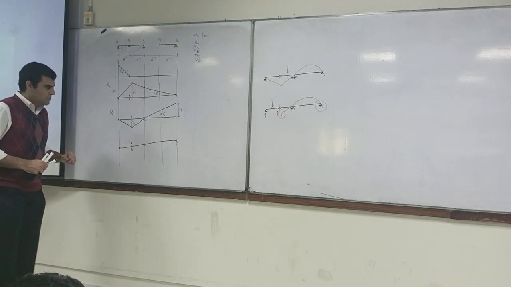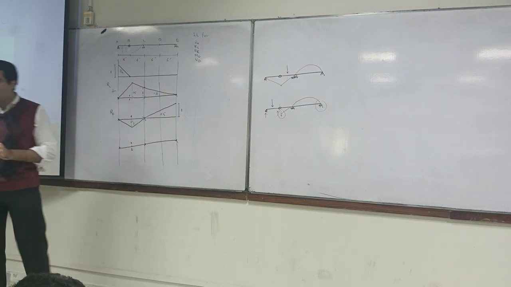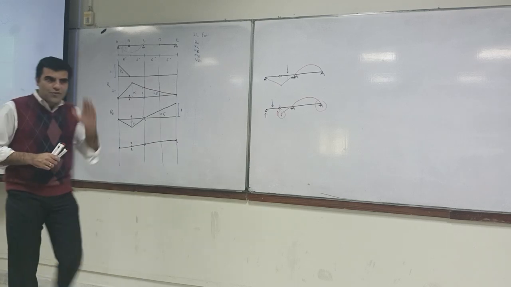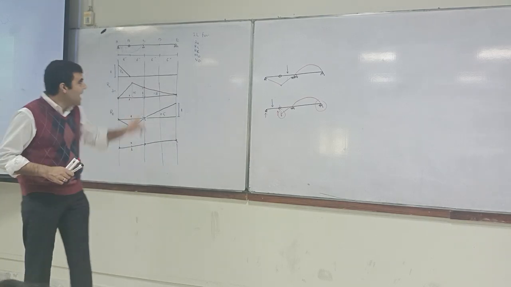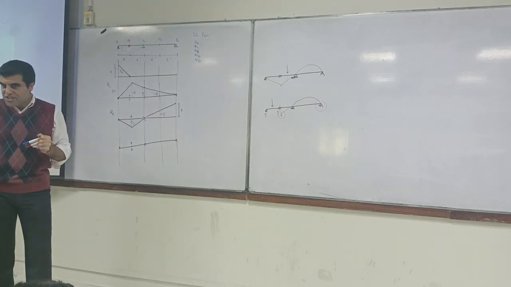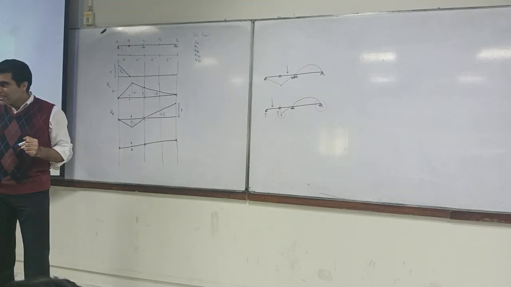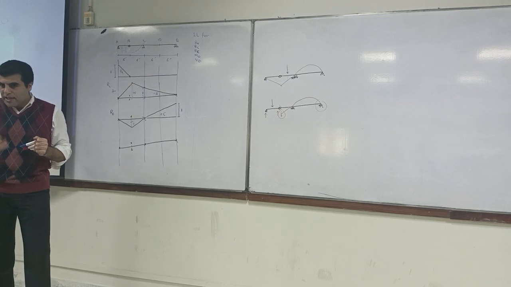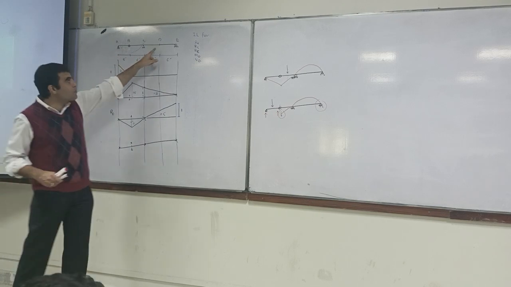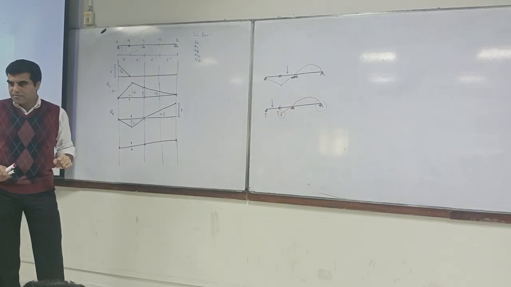Now, what happens in the case of moment? We said to remove the ability to resist the moment at point D. Removing the resistance means to install a pin. So we have to place that pin over here. Agree?